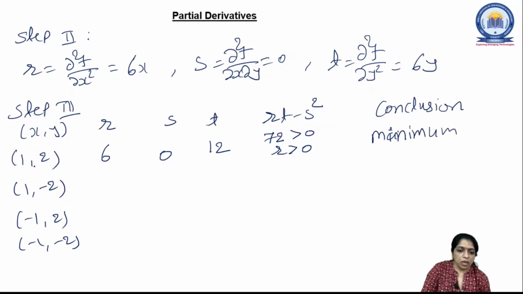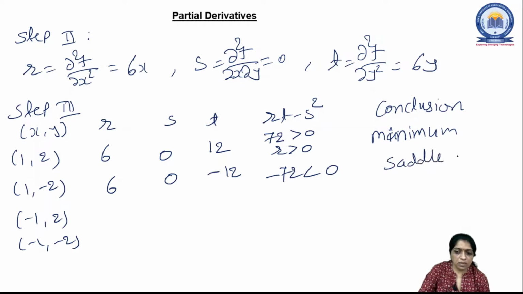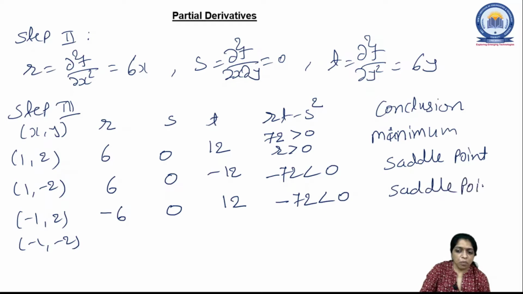Similarly, for the point (1, -2), my r is 6, s is 0, and t is minus 12. So rt minus s square is minus 72, which is less than 0. So it is neither maximum nor minimum; we can say it is a saddle point. For the point (-1, 2), r is minus 6, s is 0 and t is 12. So again my rt minus s square value is minus 72, which is less than 0. So this point is known as a saddle point.